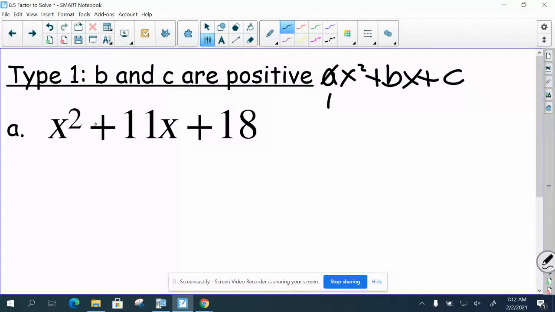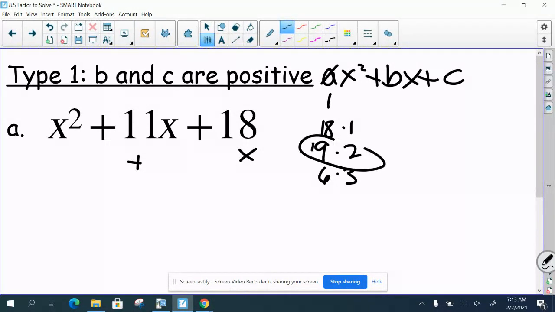And so they say, okay, well, what if the b term and the c term are positive? So what we need to ask ourselves when we're factoring, what you learned from the investigation, is what two numbers multiply to get 18, but add or subtract to get 11. So factors of 18 are 18 and 1, 9 and 2, and 6 and 3. So which of these combinations would also add or subtract to get 11? And that would be 9 and 2.